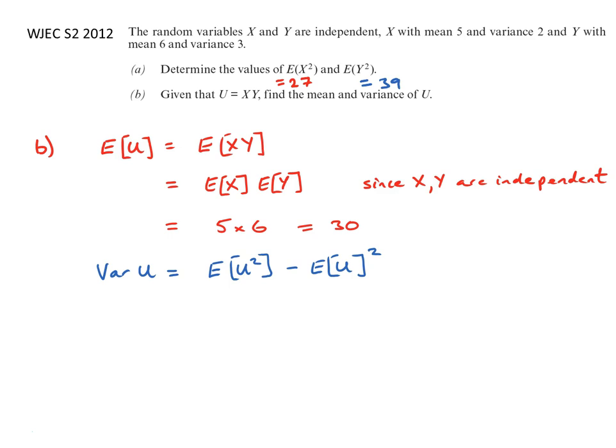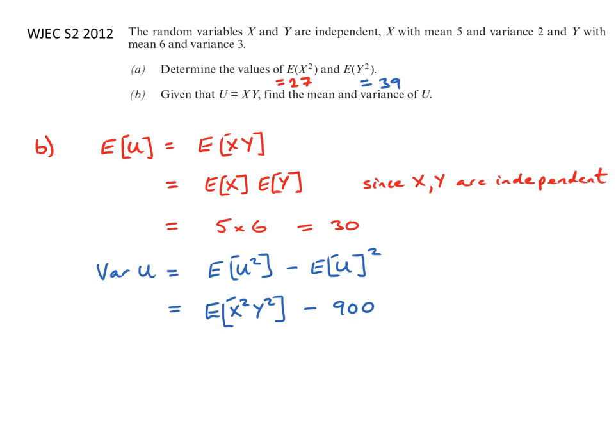Now we already know that the expected value of u is 30. And we also know that u squared is the same thing as x squared times y squared. So the variance of u is the expected value of x squared times y squared, take away 900.